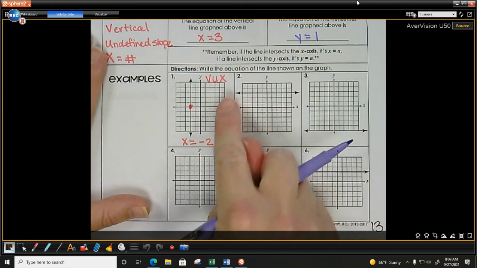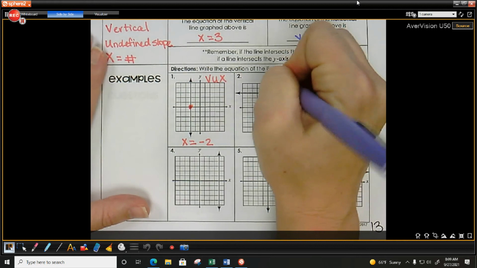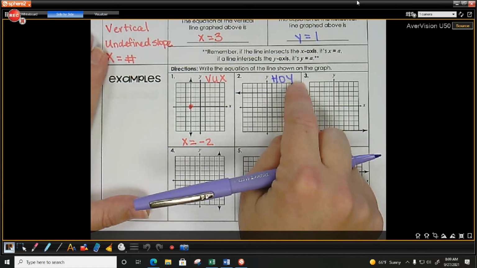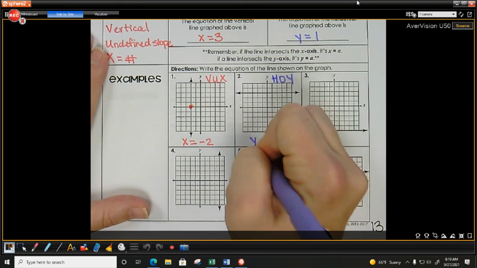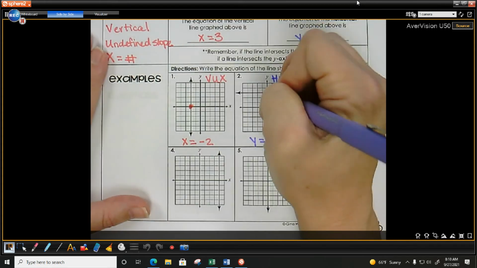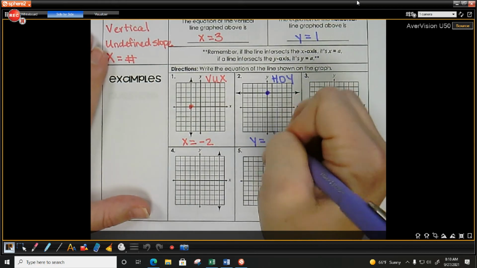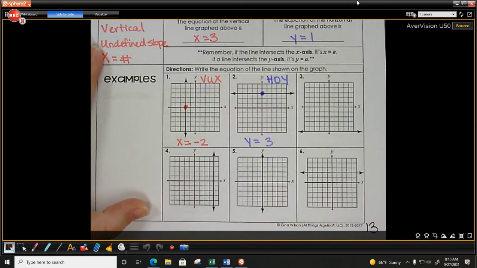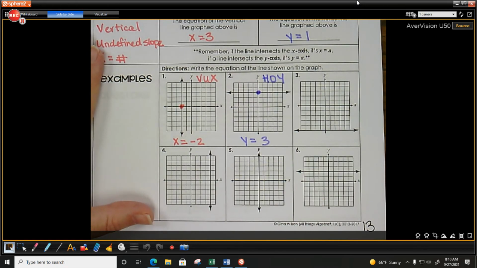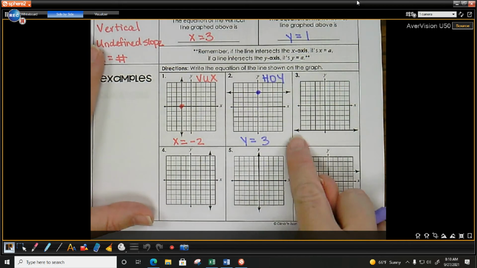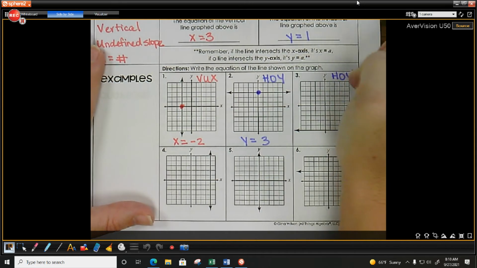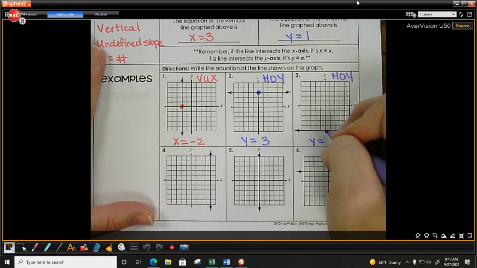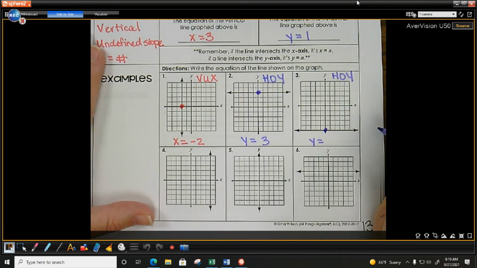Okay? Next, what kind of line is this? So this is a hoy. Hoys mean horizontal lines have a zero slope and are written as y equals. Well, how do I figure out the value? Where does it hit the y-axis? 3. Done. Okay, number 3. Is this a hoy or a vux? Hoy. It's a horizontal. Horizontal lines have a zero slope and they're written as y equals a number. Well, where does it hit the y-axis? -5.